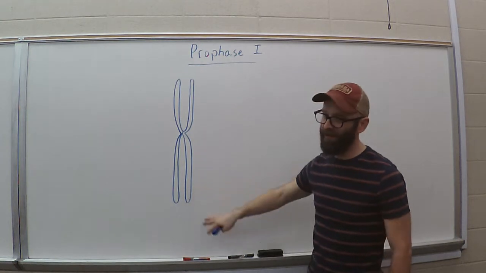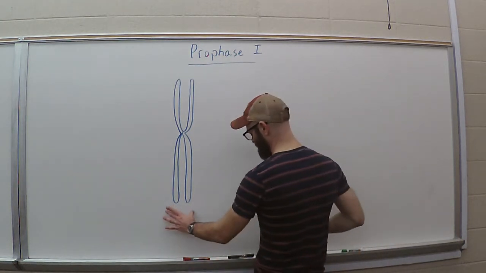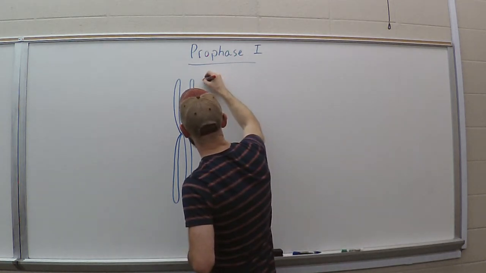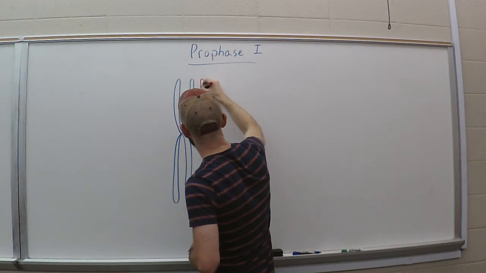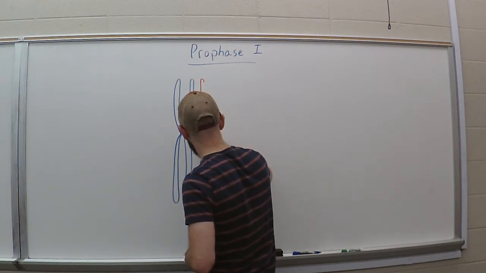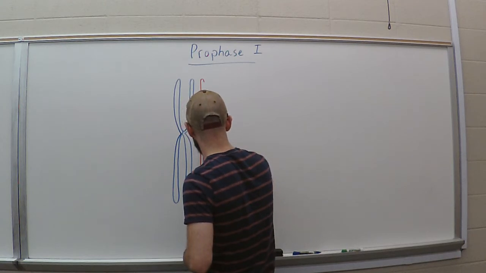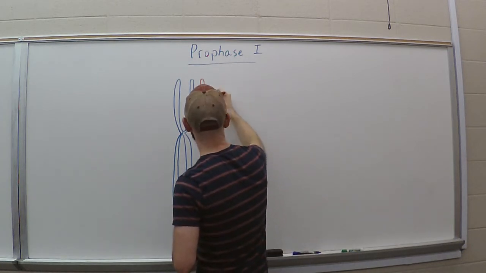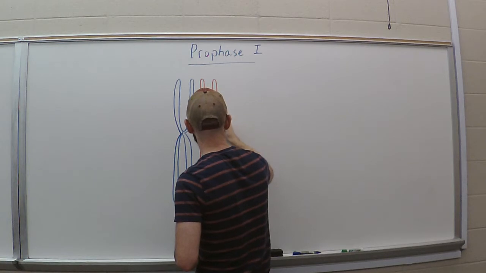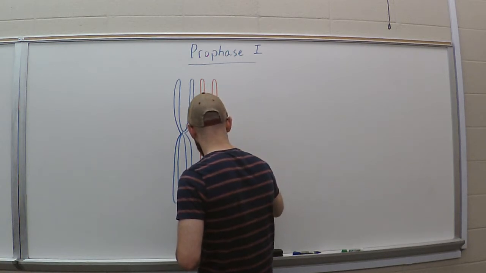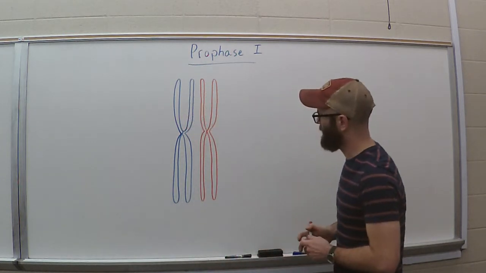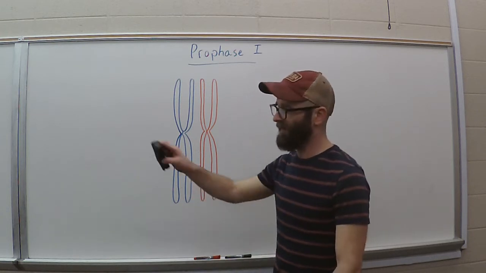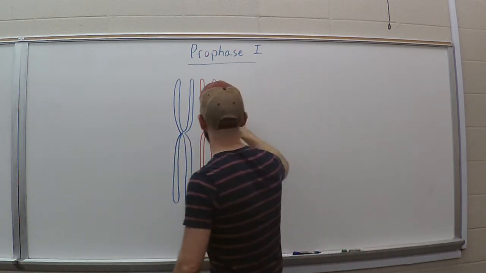So here's one homolog, right? These are sister chromatids. The whole thing is a homolog. And here is the other homolog. And in prophase, they line up right next to each other. All right, so in prophase 1, they line up next to each other, and then they do a thing called crossing over. And if you look at the next slide, then you can see what I'm talking about.